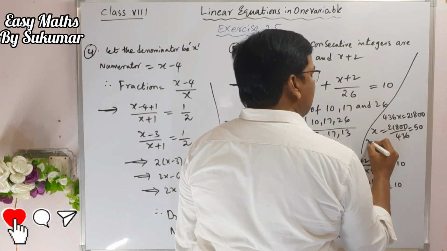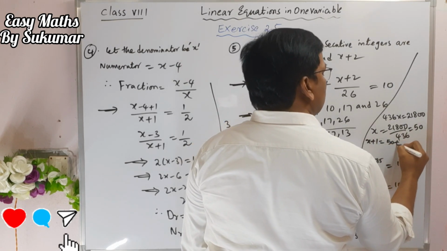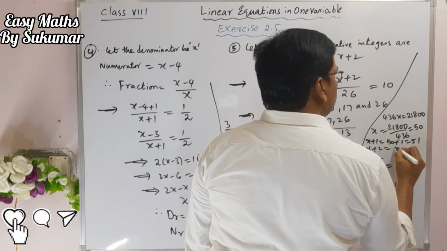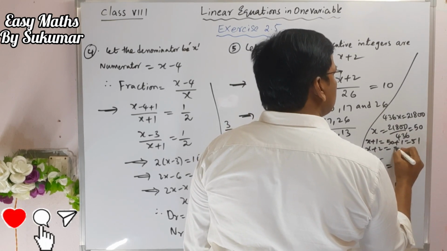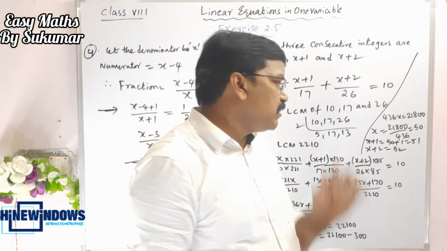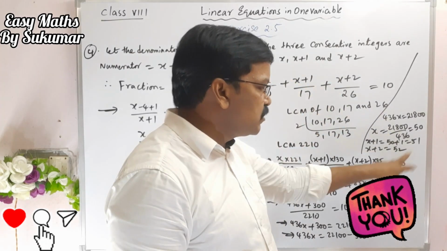X is 50. X plus 1 means what? 50 plus 1, that is 51, and x plus 2 is 50 plus 2, that is 52. Therefore, the three consecutive integers are 50, 51 and 52.